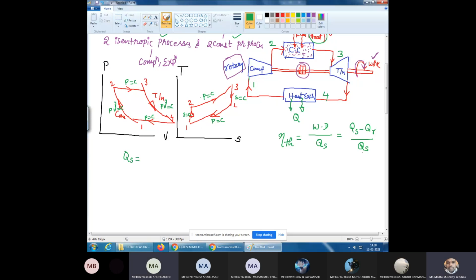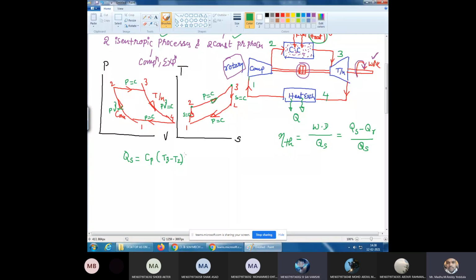It is supplied in the combustion chamber. Let us assume mass is unity. Heat added is Cp into T3 minus T2, because T3 is greater than T2, due to the addition of heat, so the temperature is raised from 2 to 3. Agree?